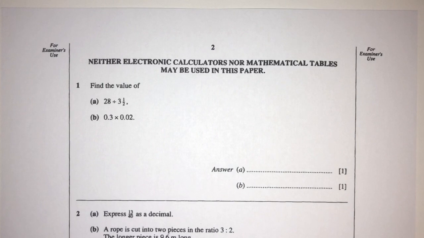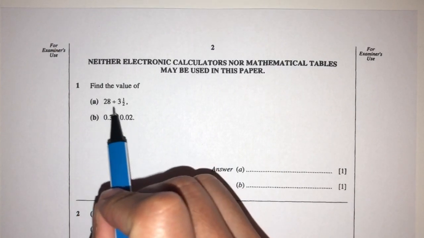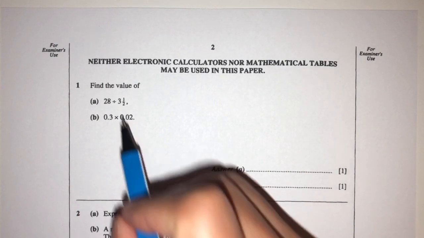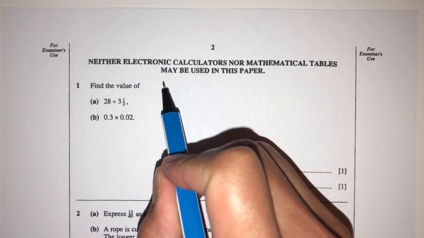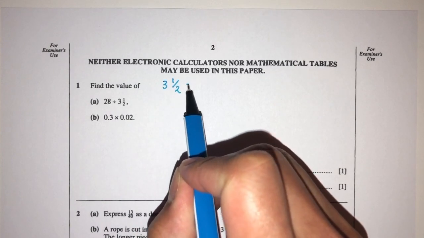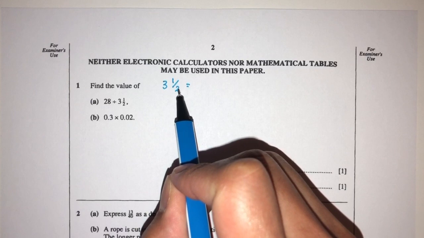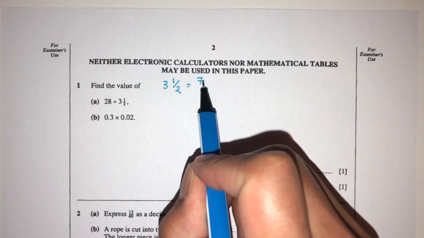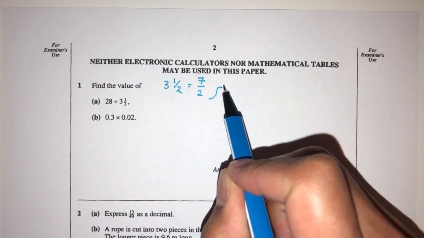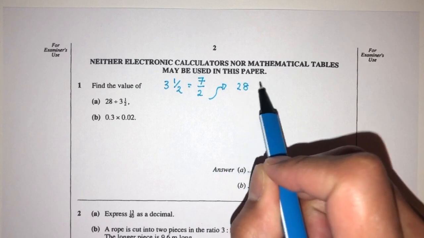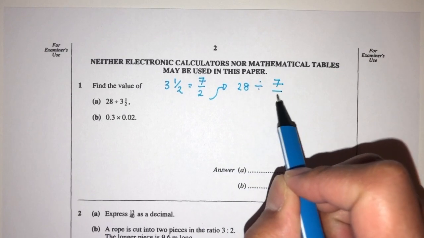So find the value of A. First one here we have 28 divided by this. So the first step is I like to actually break this down. So what is 3 half? That will be 3 times 2 is 6 plus 1 is 7 over 2. So right now we have 28 divided by 7 over 2.